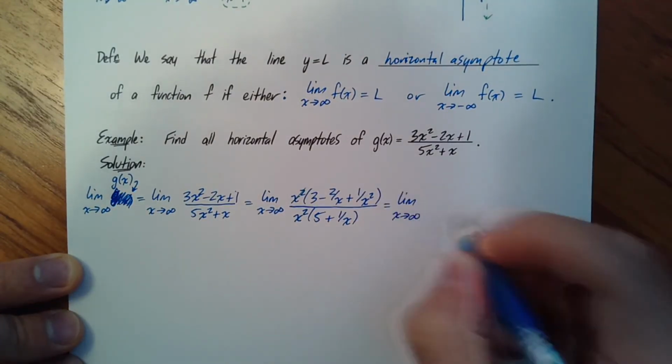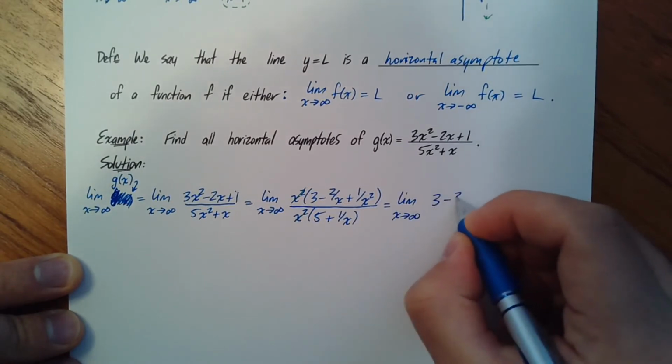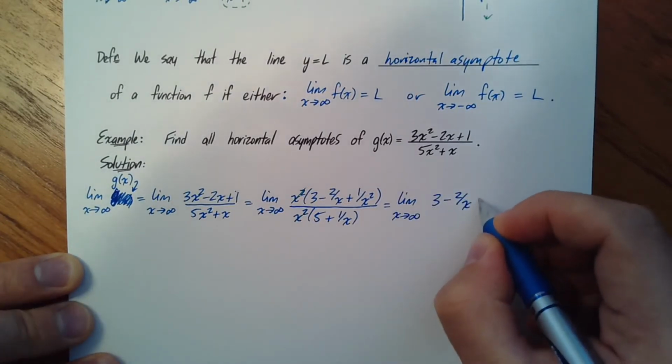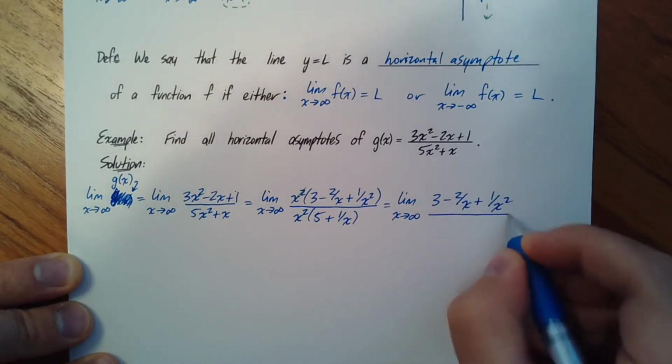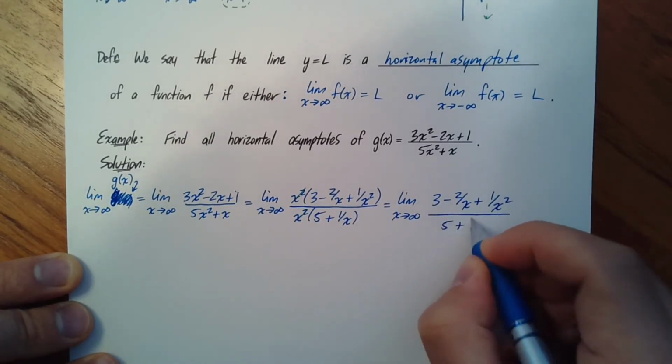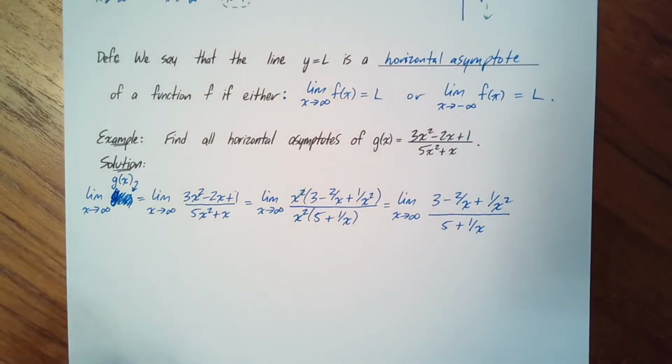Limit as x goes to infinity of 3 minus 2 over x plus 1 over x squared, and this is all over 5 plus 1 over x. Okay, so why is this any better? This may look awful because now we've got all these fractions inside of our larger fraction. In fact, we've got 3 terms now that have become fractions.